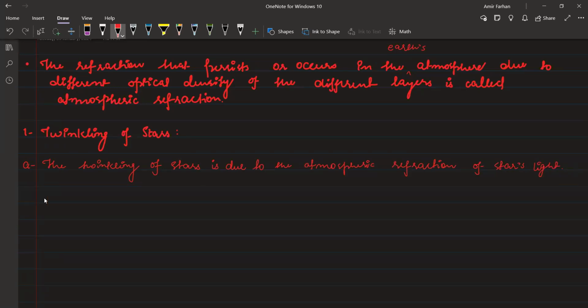Okay. The second point, what you will write is that the continuously changing atmosphere refracts the light from the stars.